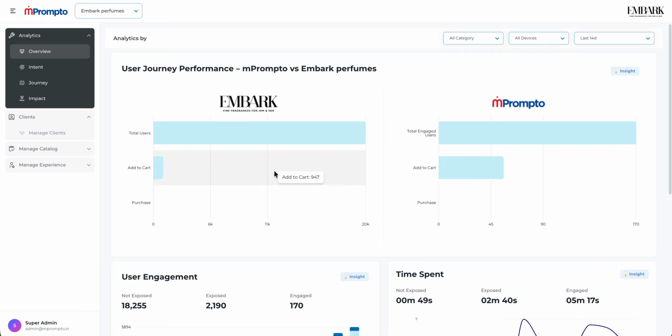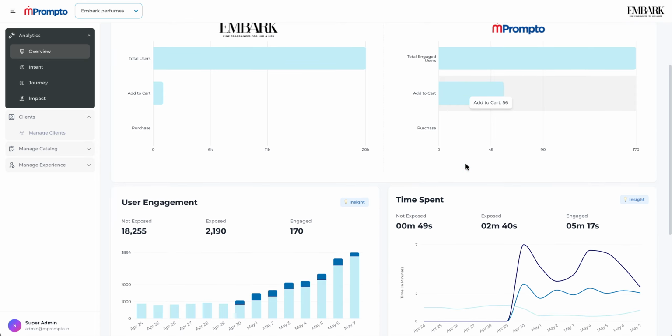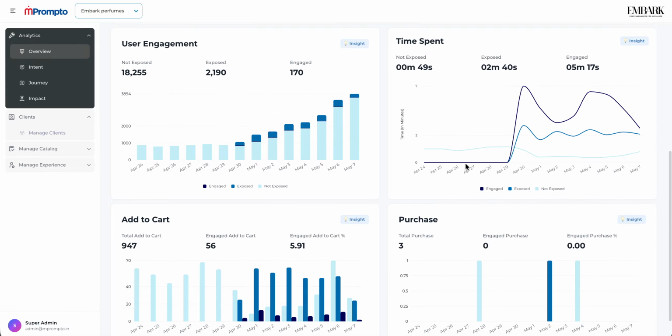And right against that, we have the total number of engaged users with mPrompto and total add to carts because of engagement from mPrompto. This is followed by the user engagement, which shows you how many engaged users we have as opposed to the total number of users who came to the site, and then we have the time spent.